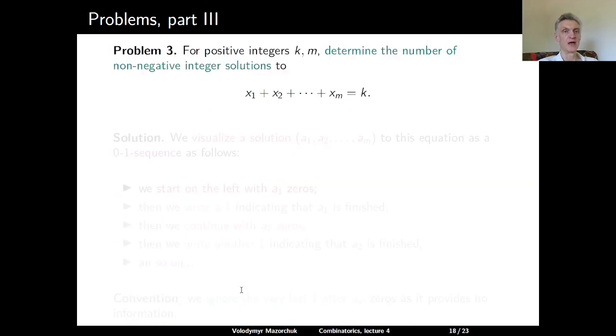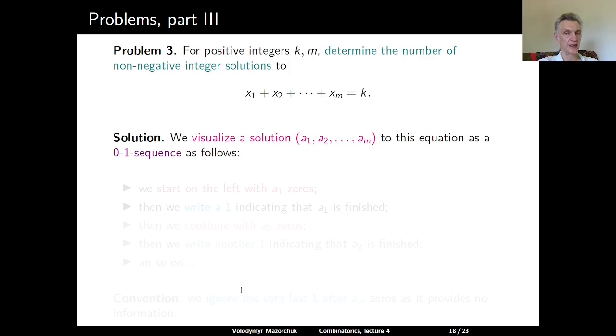Problem 3. For positive integers k and m, determine the number of non-negative integer solutions to the following equation: x1 plus x2 plus and so on plus xm is equal to k. Solution. We visualize the solution a1, a2, and so on, am to this equation as a 0-1 sequence as follows.